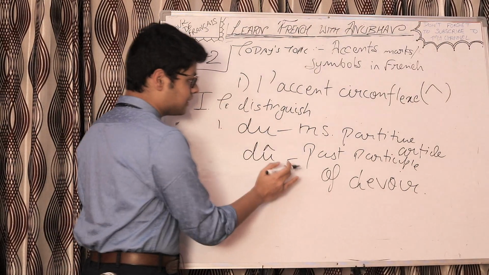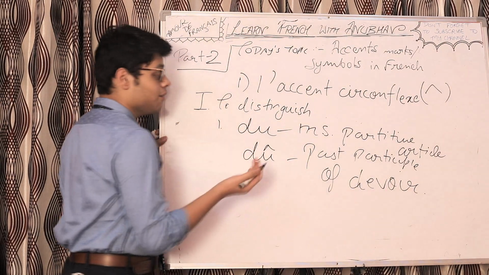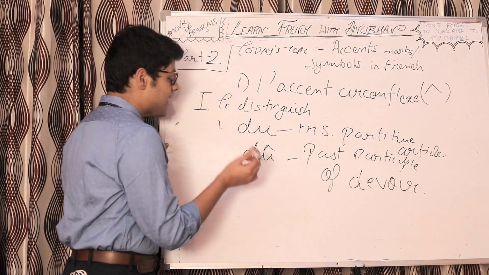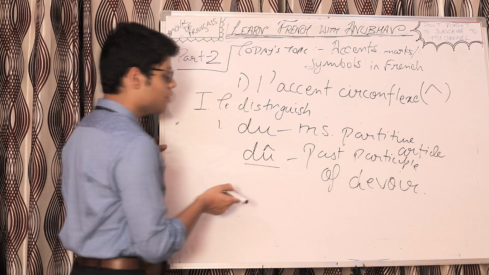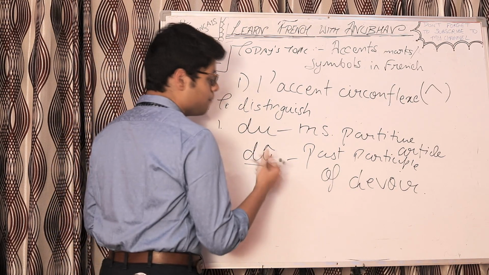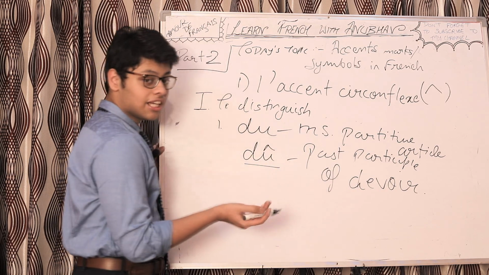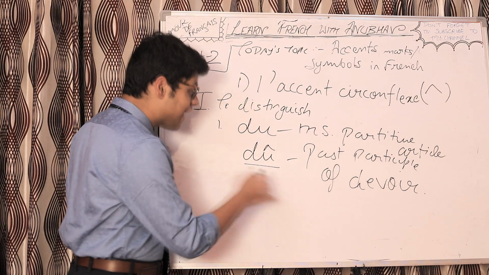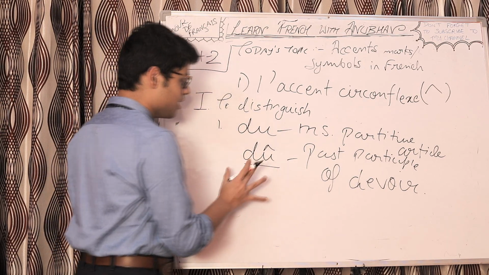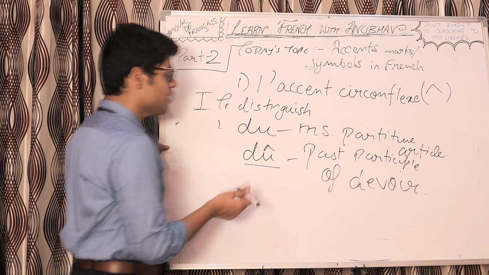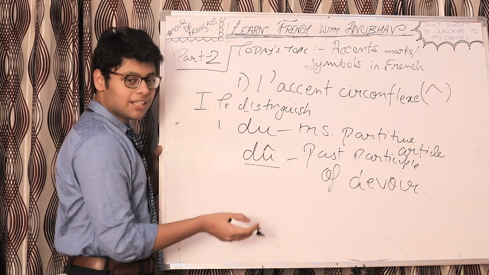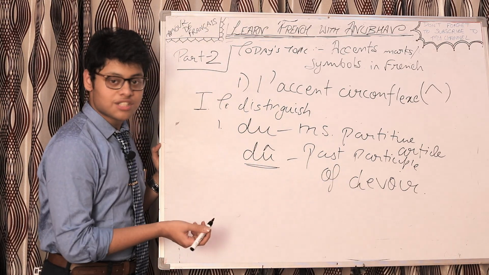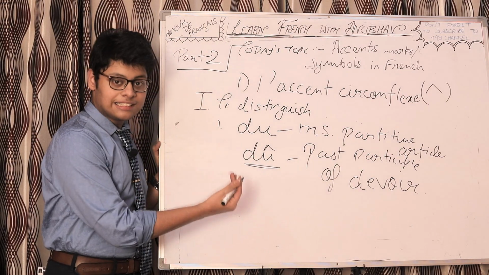If you are writing without this circumflex accent, it will be a masculine singular partitive article, which we have already discussed earlier. And if we put this thing over u in dû, pronunciation no change, but the meaning will change. While speaking it won't bother, but while writing it would be quite significant. Because the meaning is completely different, and this dû is the past participle of the verb devoir. Too much difference is there. Now moving towards the second example.